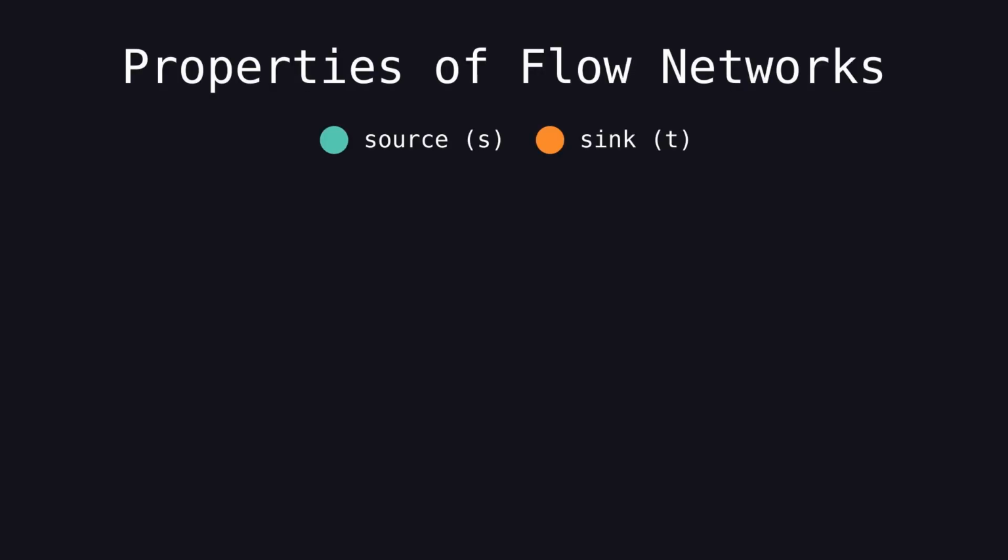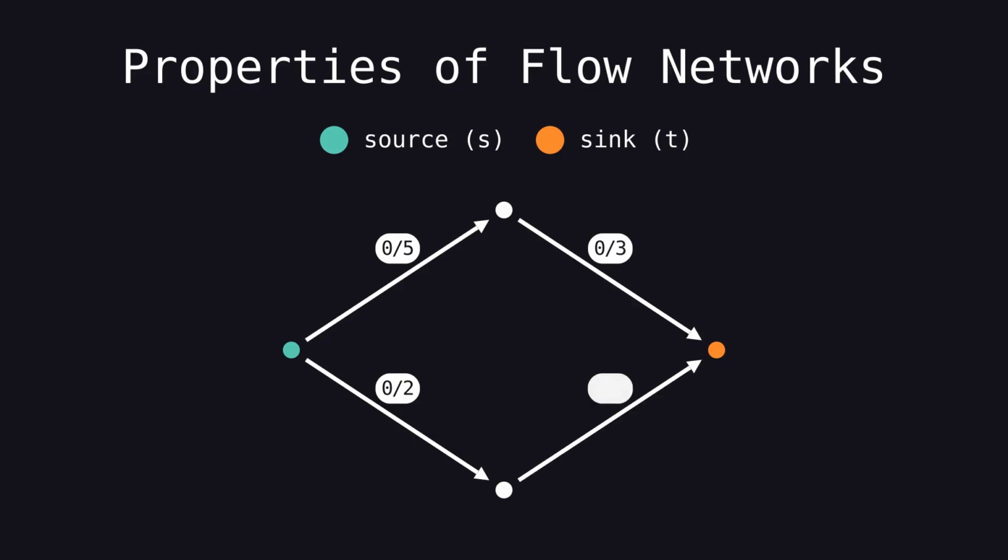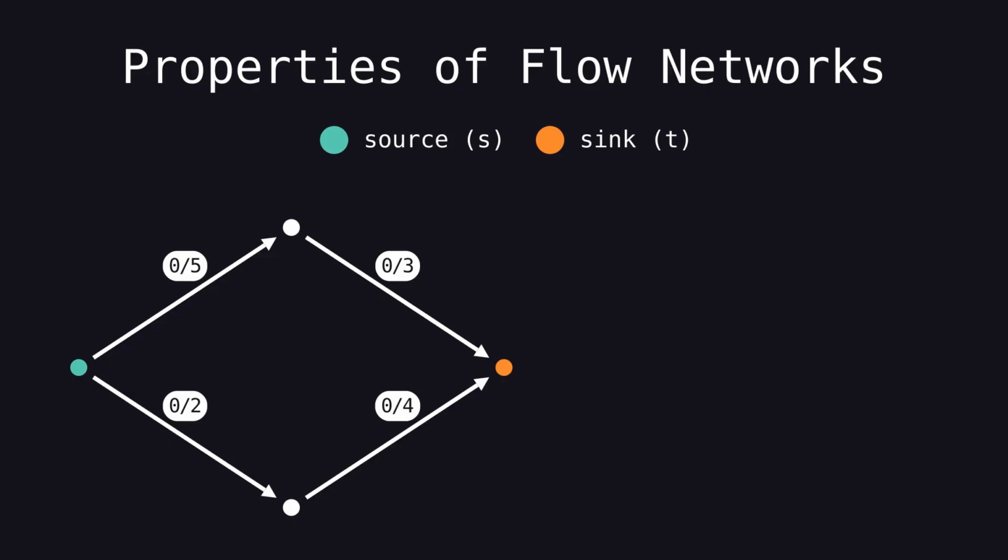Flow networks have a source node where flow is coming from and a sink node where flow will terminate. Each edge weight defines the capacity of that edge, i.e. the maximum amount of flow which can be sent through that edge. Let's look at the paths in this network. Imagine these are pipes or something similar.